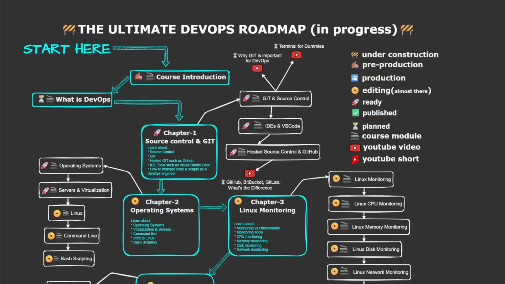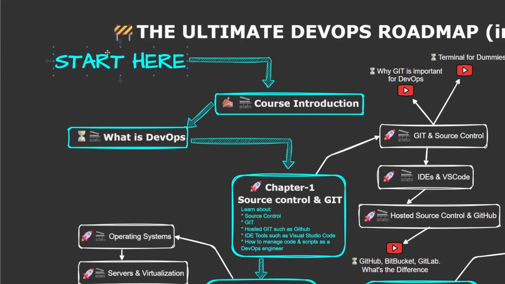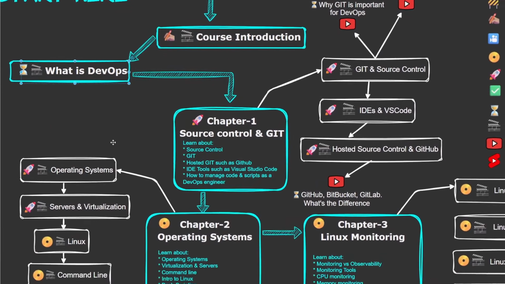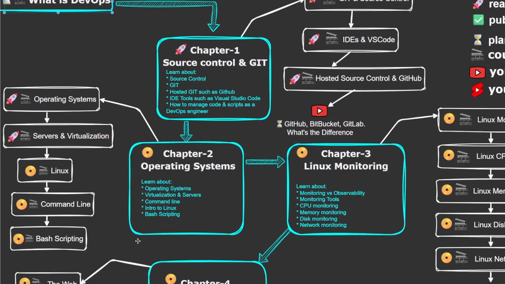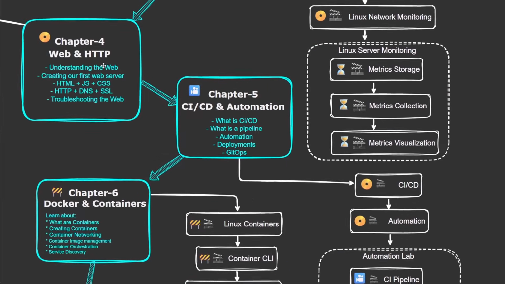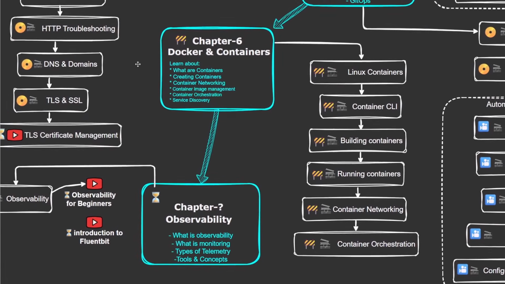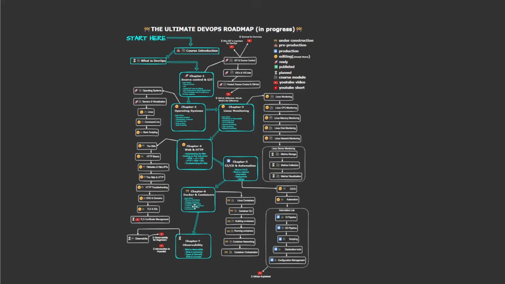This video is part of a huge DevOps roadmap initiative. It's a roadmap that brings all of my content to one place. The roadmap gives you a clear starting point, and that takes you on a journey to learn about DevOps. It takes you from Git to source control, to operating systems and Linux and scripting, to Linux monitoring, to HTTP and web, CI/CD and automation, Docker and Linux containers, an introduction to cloud, infrastructure as code, and more.